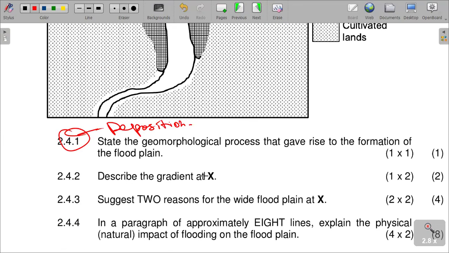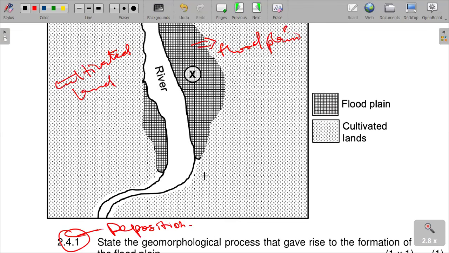Describe the gradient at X, that is the floodplain and then cultivated land. What happens there? This is a gentle, flat gradient, because as you can see, there is floodplain and then there is cultivated land there. So X shows a gentle or flat level ground. That is what is happening at X.